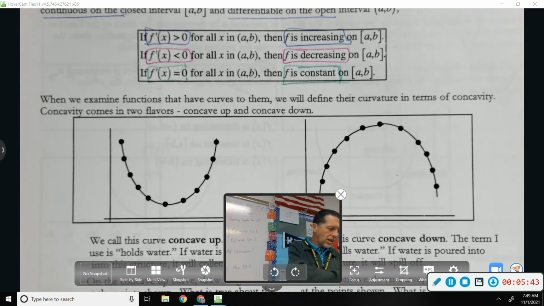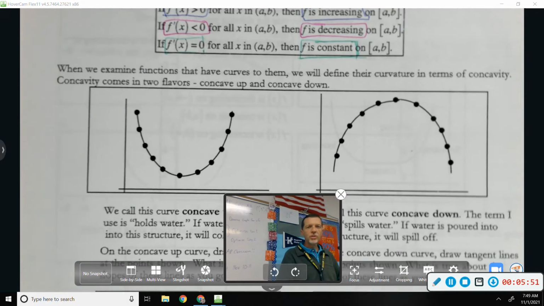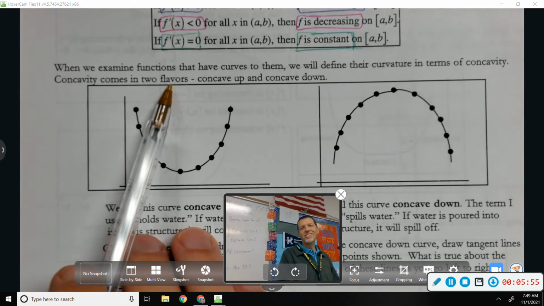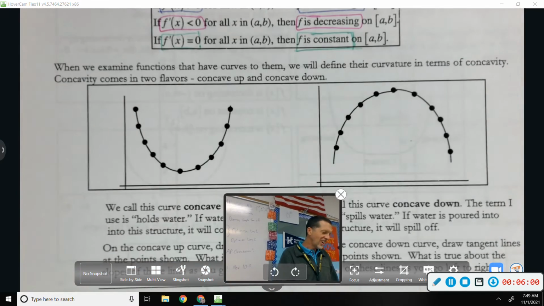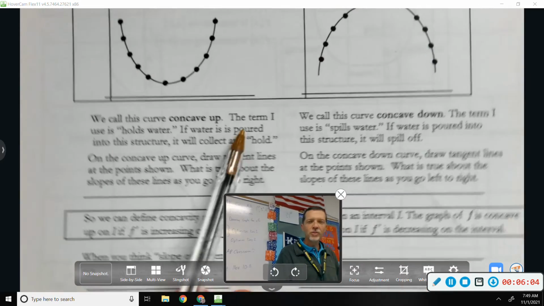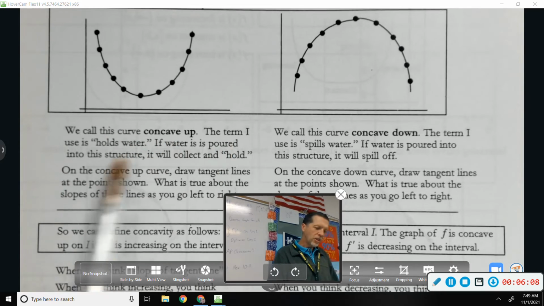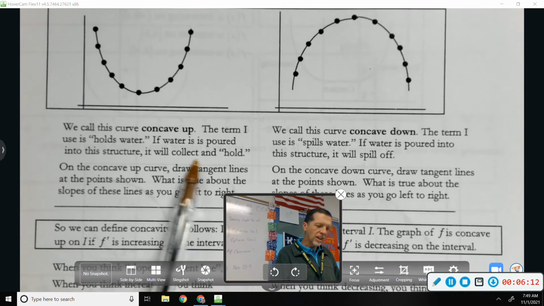When we examine functions that have curves to them, we'll define their curvature in terms of concavity. Concavity comes in two flavors, which seems an odd word choice, but whatever. Two flavors, concave up and concave down. Again, today should be review. We call this curve concave up. The term I use is holds water. If water is poured into the structure, it will collect and hold the water.